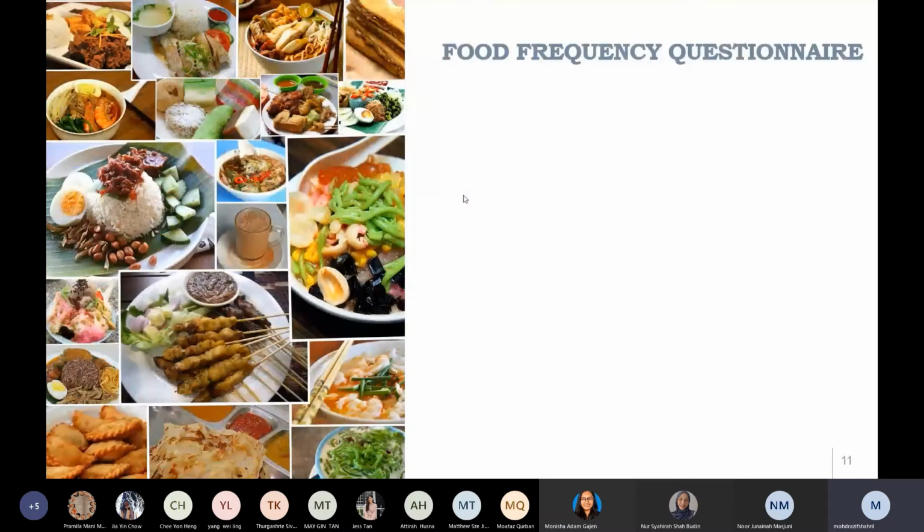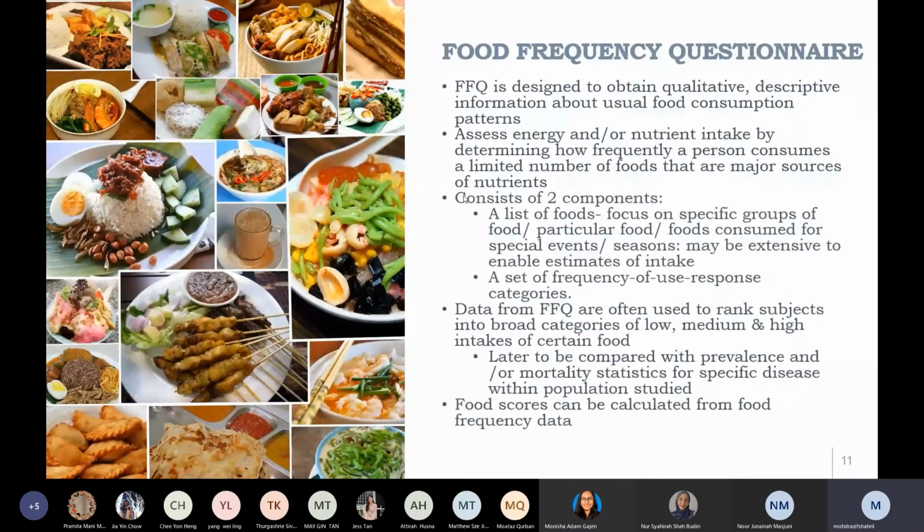So let's move to the next method. After this method, we will take a break for 5 minutes, because we have a lot more to cover. So, food frequency questionnaires, or in Malay, soal selidik kekerapan makanan. Or we like to call it FFQ.